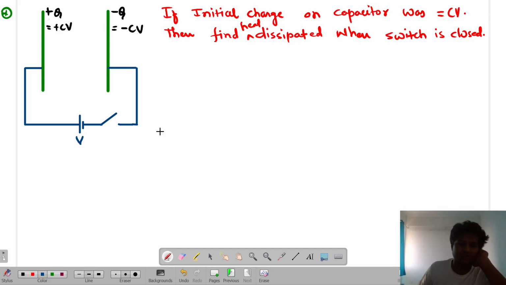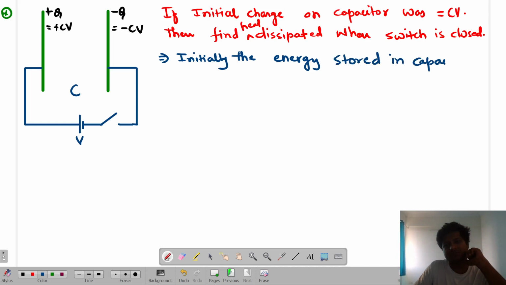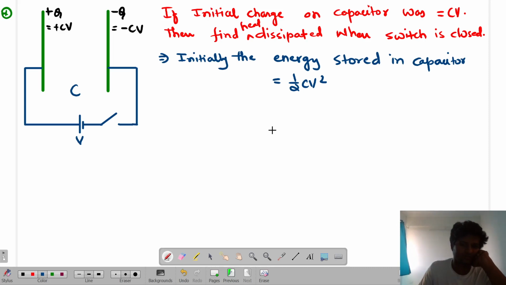Correct, isn't it? So that means initially the energy of the capacitor will be how much? If the charge is CV, that means the capacitance of the capacitor is C only, isn't it? So initially the energy stored in the capacitor is how much? Half CV squared, isn't it?